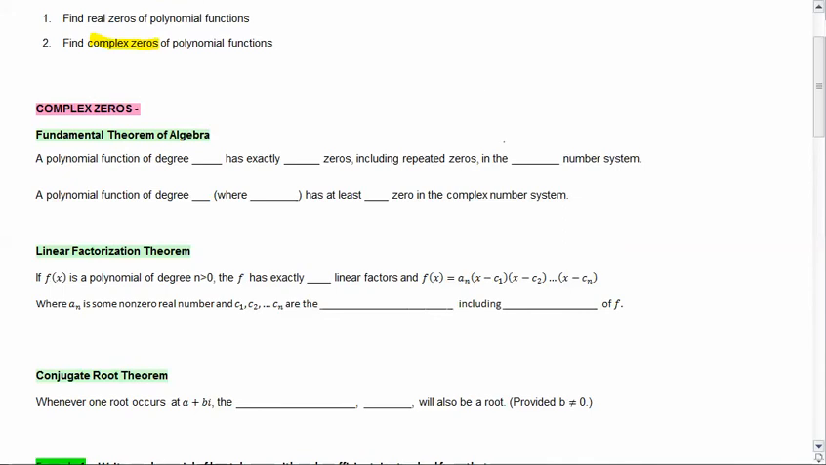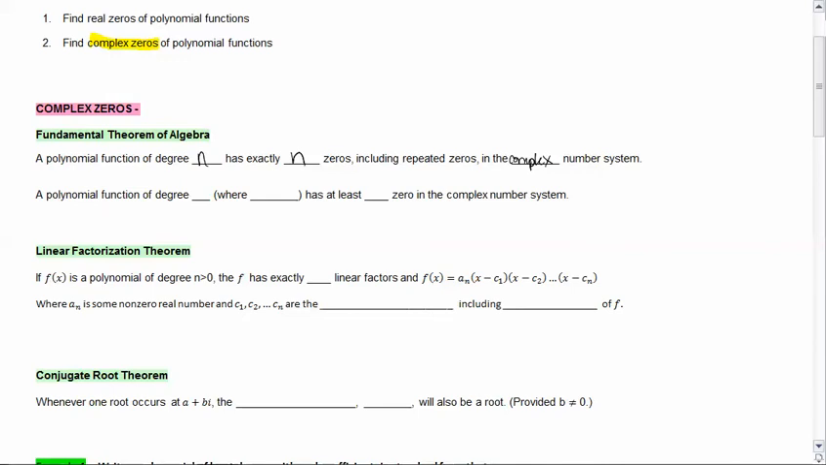So a polynomial function of degree n has exactly n zeros. We said before it had at most n zeros. That was at most n real zeros. A polynomial function of degree n has exactly n zeros when you're including repeated zeros in the complex number system. Now we're talking about complex zeros. So you can have at most n real zeros, but you definitely for a polynomial function have exactly n zeros.